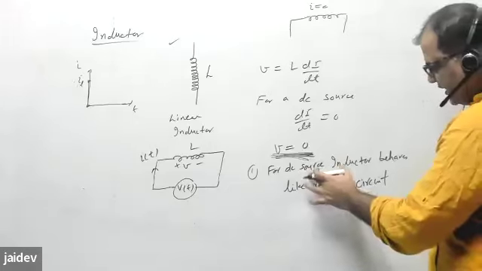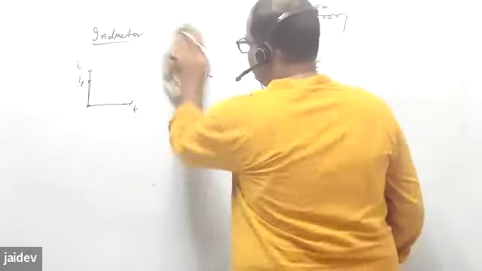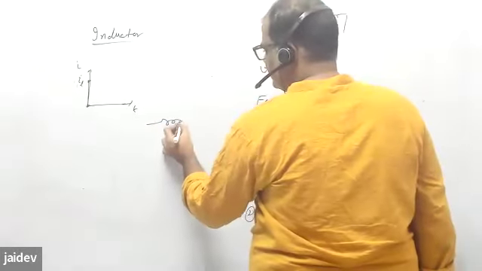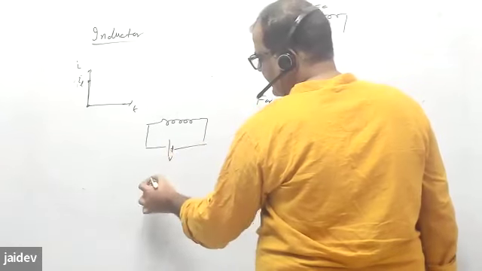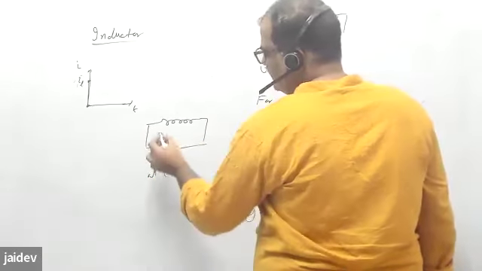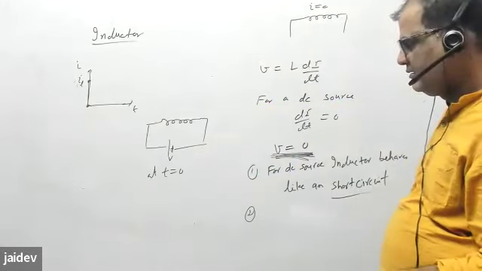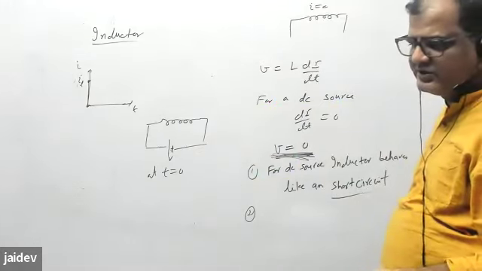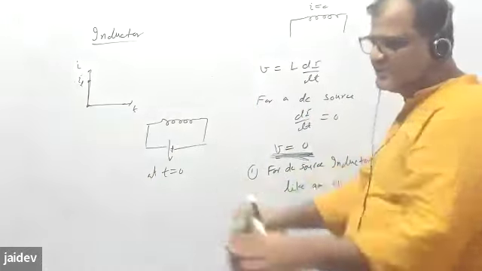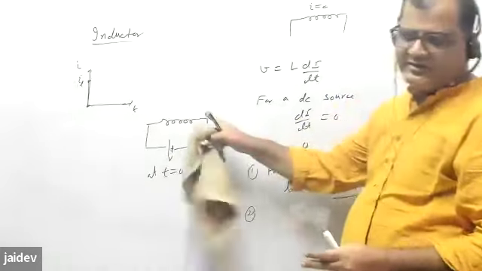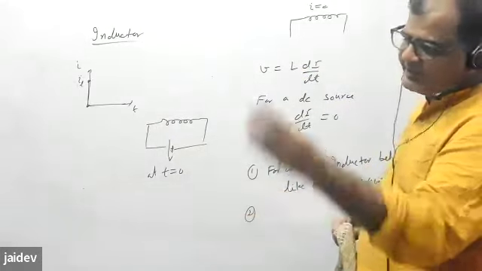So in a DC circuit it behaves like a short circuit, but at t equal to zero time, this is your inductor, and now when you apply a DC voltage, say V, at t equal to zero, it will not allow any current. How will it behave at t equal to zero? Like an open circuit. Initially current is zero, and current will not change even though you apply the voltage. That means it will not allow any current. After some time, slowly the current will change and it will come to steady state. In steady state, some current will flow, but there will be no voltage drop.